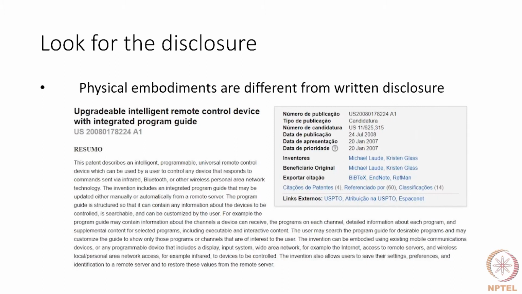Whereas when the same invention is described in a written form, it is described as a disclosure. Here you have an invention. This patent describes an intelligent programmable universal remote control device which can be used by a user to control any device that responds to commands sent via infrared, Bluetooth or other wireless personal network technology. Now, the written description is much different from the physical embodiment itself.